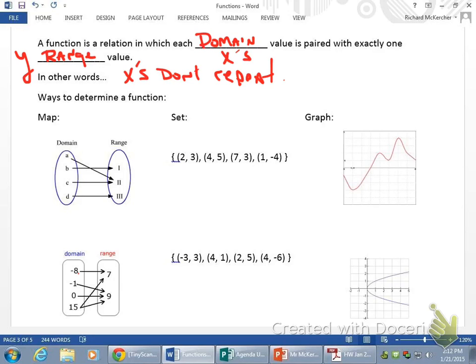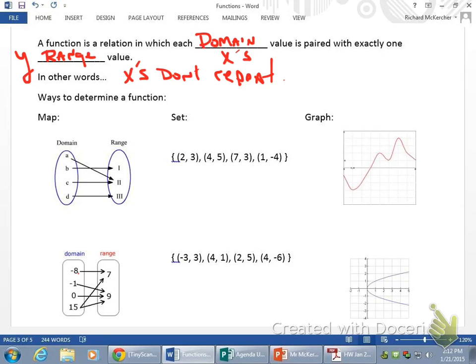On the bottom, it's the other way around. I've got the -8 for the domain goes to one range. The -1 goes to one range. The 0 also only goes to one range, but here's a problem. The 15 of the domain is trying to go to two different ranges. So the 15 is not paired with exactly one range, and that's why the bottom one fails.